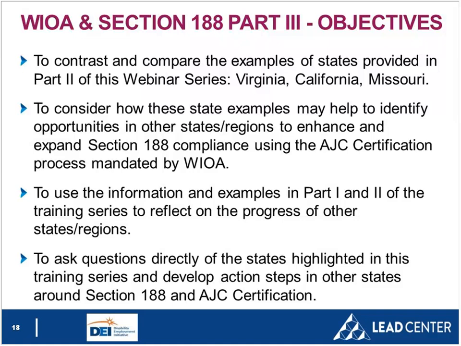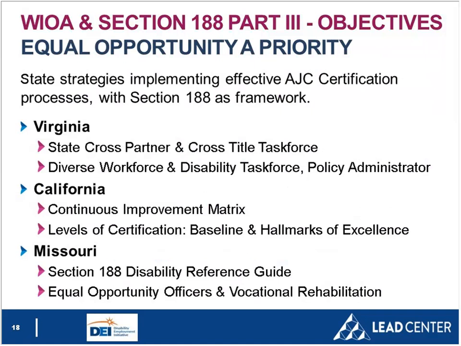We want to use the information and examples in part 1 and 2 of the training series to reflect on the progress of other states and regions. And lastly, we want to ask questions directly of these states so that we can think about possible action steps around 188 and the AJC certification.